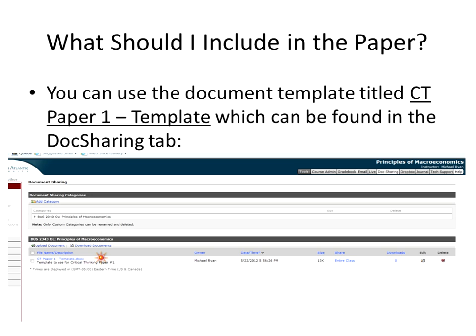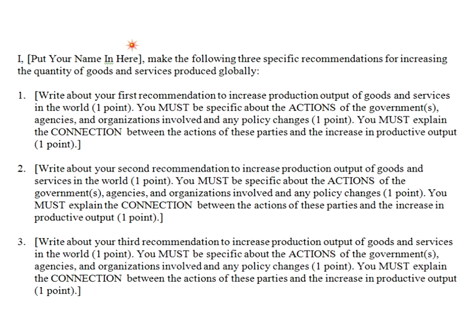And this is what it's going to look like. It looks just like this. Okay, this is what you'll see in the Word document. It says I, comma, put your name in here. So you'll highlight this and then type your name in so that this goes away and all I see is your name. So for me, it would say, I, Professor Ryan, make the following 3 specific recommendations for increasing the quantity of goods and services produced globally.